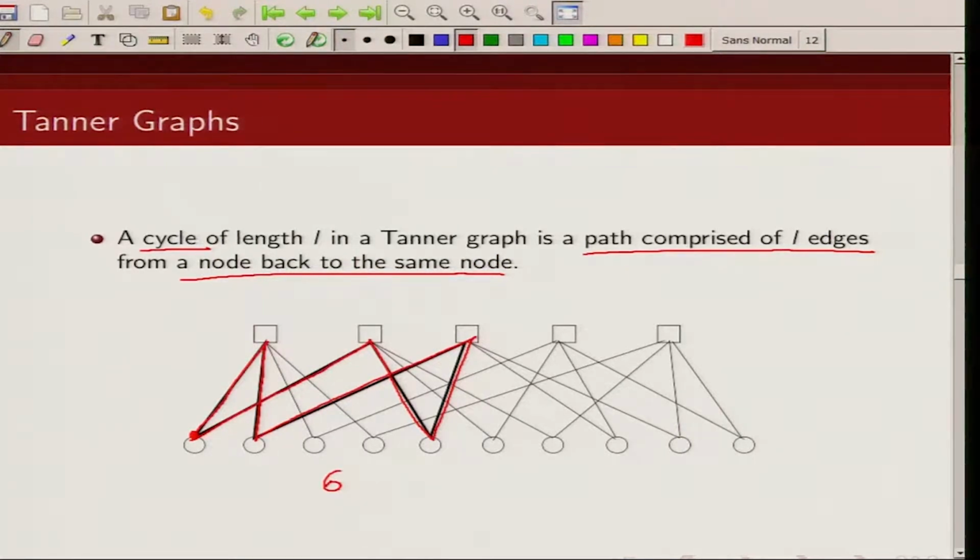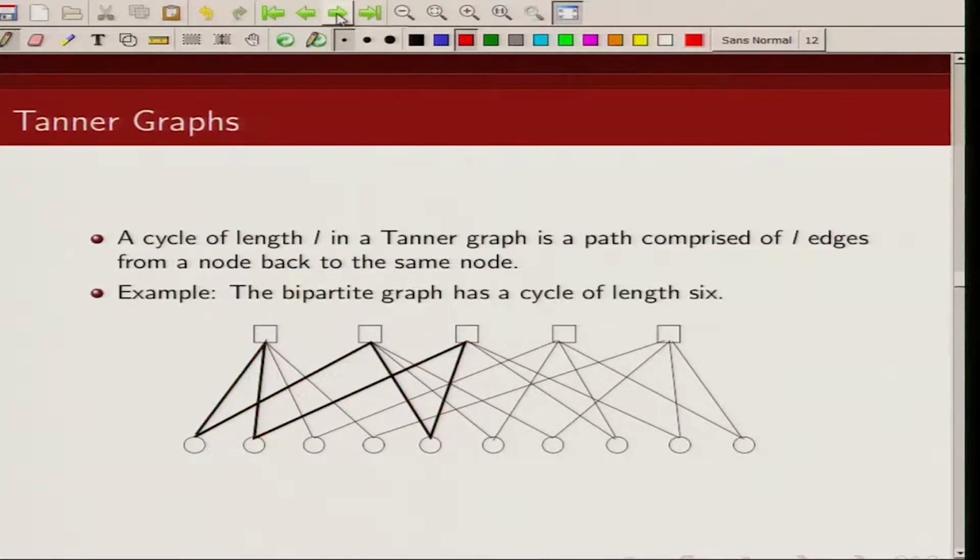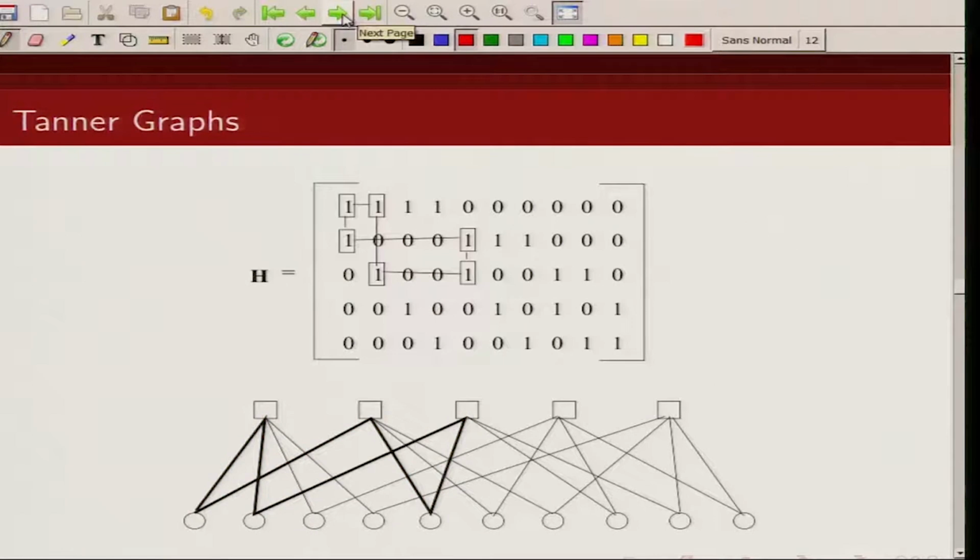Now, note that it is a bipartite graph. So, it will only have even length cycles, because there is no connection between nodes of the same class. As I said, in this particular example, this has a cycle of length 6, 1, 2, 3, 4, 5, 6, and this can be viewed from the parity check matrix also. Okay.